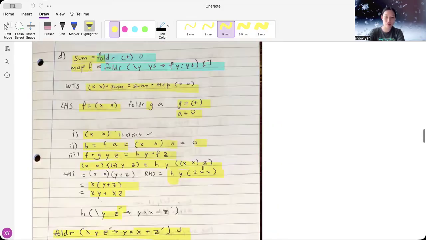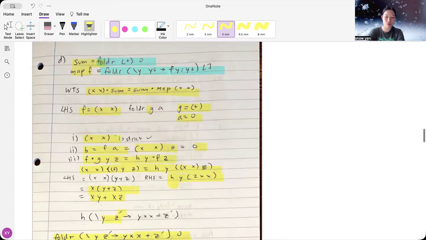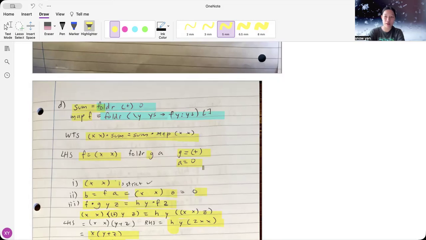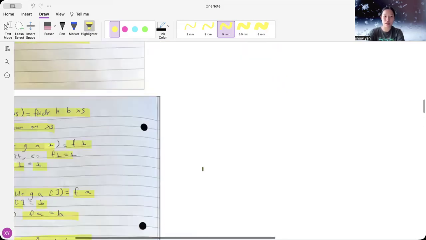I think it's pretty neat to do it the fold fusion way because it shows algebraically that it's the same rather than just doing it inductively.